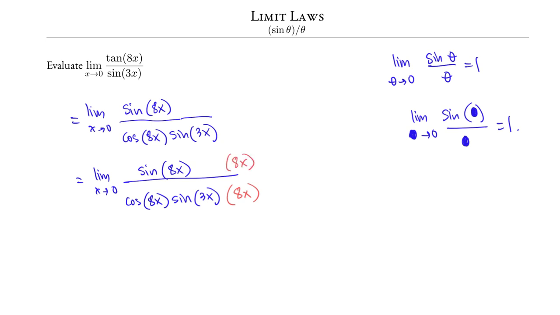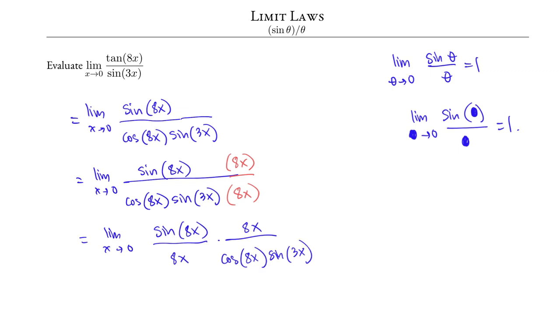To do this properly, we would multiply by a well-chosen one, which is in this case 8x over 8x. And then we would rewrite this as the limit as x goes to 0 of sine of 8x over 8x, and then we still have 8x in the numerator, and we have cosine of 8x times sine of 3x in the denominator. Then we use the product rule to separate the limit.